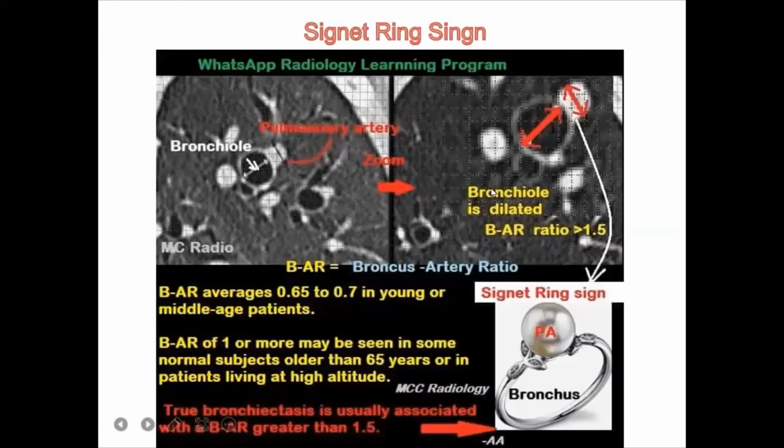Now next comes the signet ring sign. This is the characteristic feature of bronchiectasis, where you can see bronchial dilation. As I told you before, the bronchus and pulmonary artery always run close and parallel to each other. So if the bronchus is dilated, it gives a signet ring structure. The ratio of bronchus to pulmonary artery should be greater than 1.5 in order to call it a signet ring sign. This is the criterion. You should not forget this.